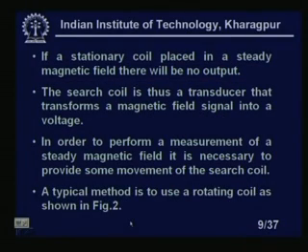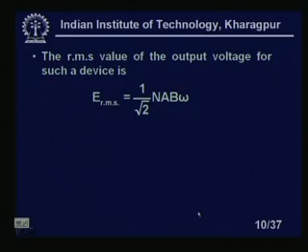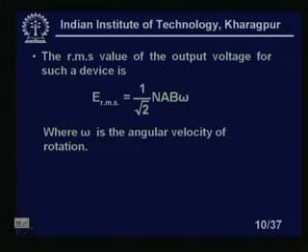A typical method is to use a rotating coil, as shown in the figures, with some motors. So, it will rotate at continuous speed. Let us look at that. The RMS value of the output voltage for such a device will be given by E_RMS = (1/√2) N A B ω. What are the other things? What are the legends? Where ω is the angular velocity of rotation of the coil.